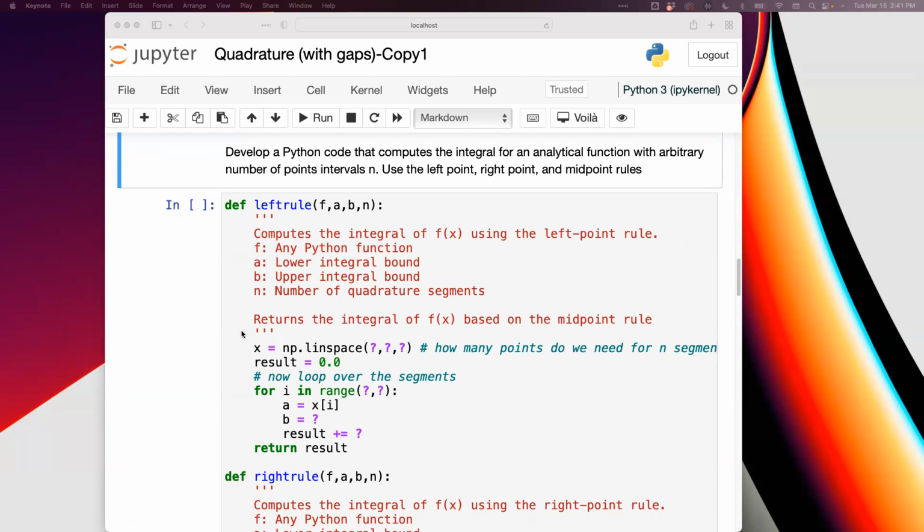Okay, so go ahead and try that. Once you figure it out for the first, you'll figure it out for the others. So pick one, the left, right, or the midpoint rule, and work on it. Okay, you can work in groups.